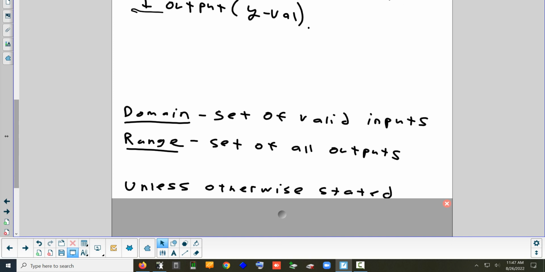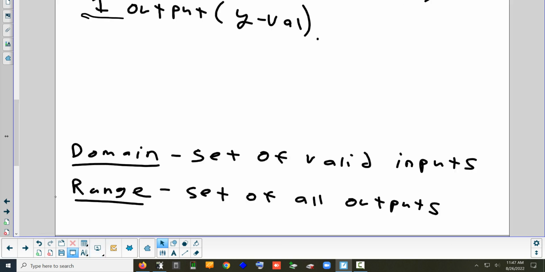Domain and range, just to kind of clarify that a little. Domain is the things you can plug into a formula. Range is the answers that you get back.